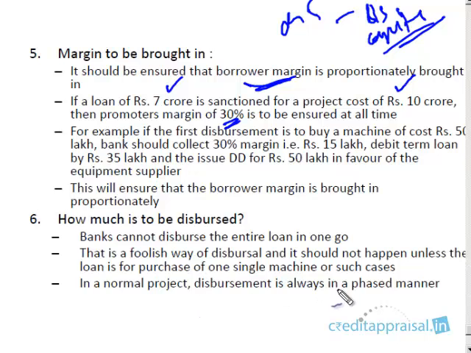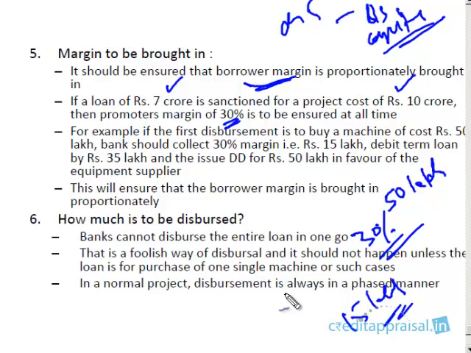Maybe initially the company will come for 1 crore. Initially the company might plan to purchase one machine costing 50 lakhs. We are not going to release the 7 crores in one go. In phases we will release. So first the company says we want to purchase a machine of 50 lakhs. We have to ensure that the 30% margin is always brought in. So what is 30% of this? 15 lakhs. First of all, we have to ensure that the borrower brings his margin of 15 lakhs, and then we'll debit the term loan account for 35 lakhs.